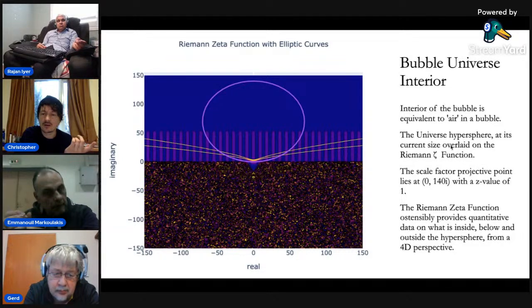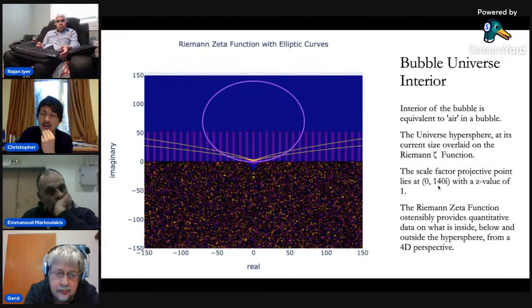In a previous talk, I looked at how the hypersphere scaling factor was related to the Riemann-Zeta function via a group of elliptic curves. So we find that when we use the scaling factor and map it onto the Riemann-Zeta function, the projective point lies at 0, 140i with a z value of 1.